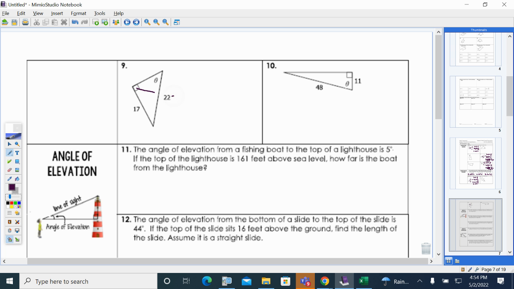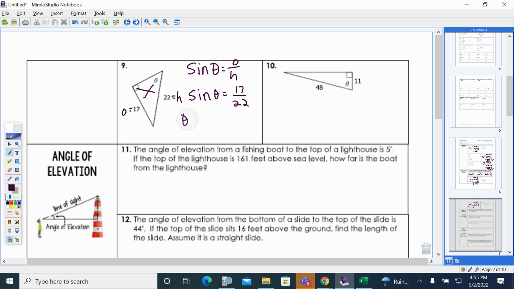The 22 is the hypotenuse because it's across from the right angle. 17 is across from theta, so that's our opposite. Now you're going to identify the trig function that you need. If I'm looking at opposite and hypotenuse, that's going to be sine. So sine theta is opposite over hypotenuse. Again, we're looking for theta. We're looking for that angle measure. We're going to plug in our opposite and our hypotenuse.